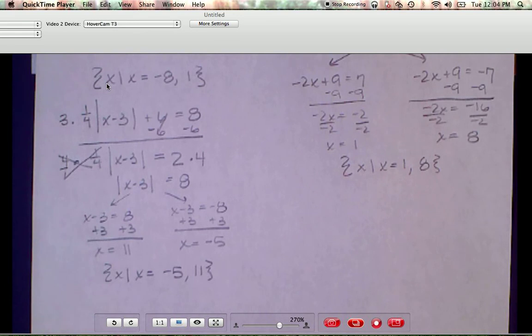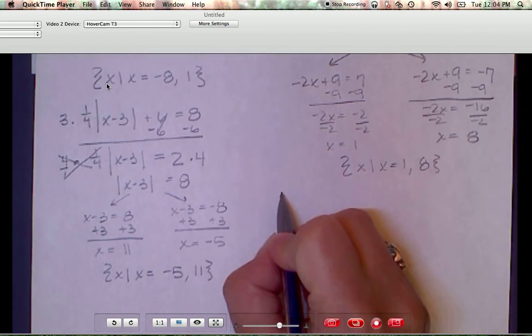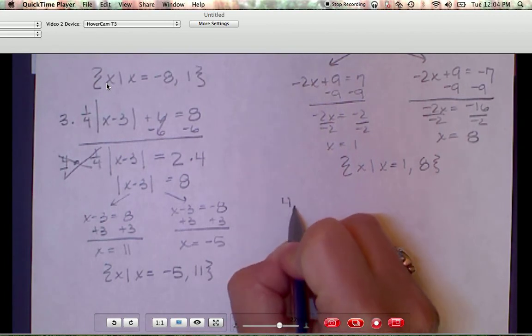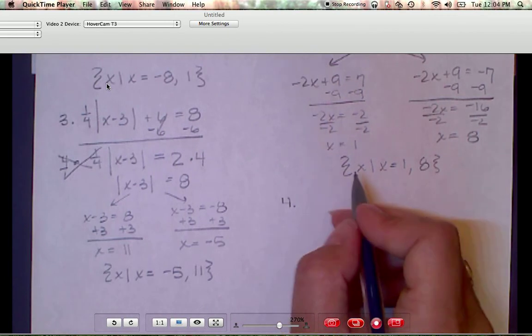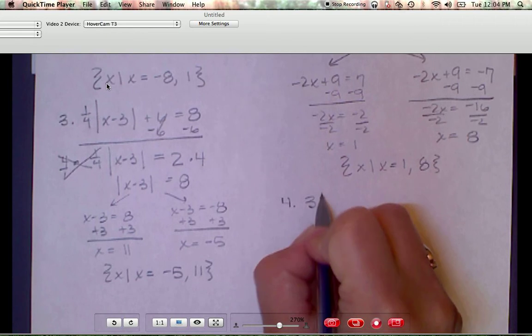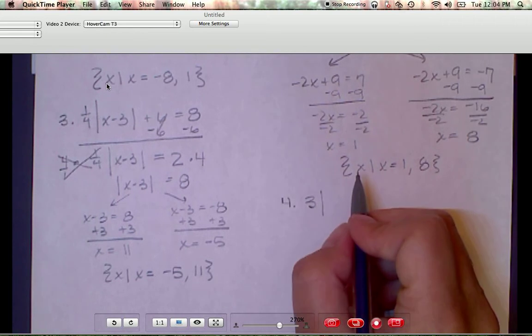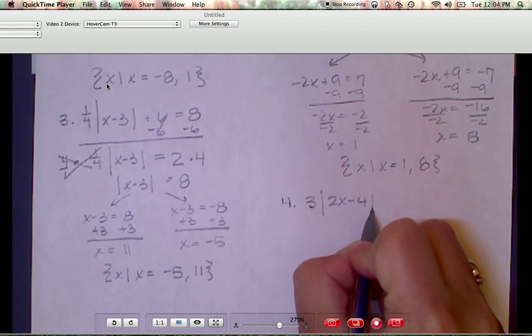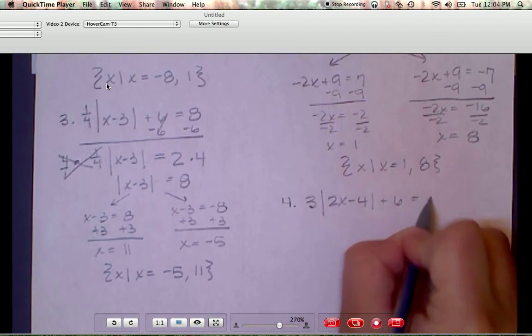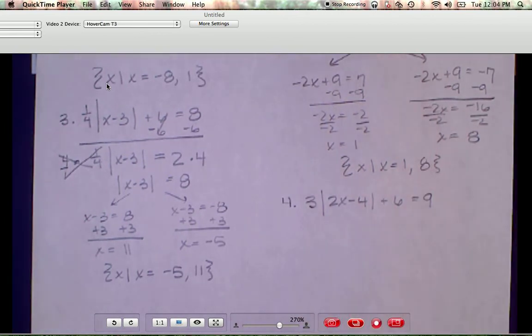Okay. Why don't you try this one on your own and see how you do? Number 4. Now if you do this correctly, you will get 2 mixed numbers for your answers, but it's only that final step that is difficult. It's not even that difficult. 3 times the absolute value of 2x minus 4 plus 6 equals 9. Go ahead and pause this and try this one on your own, please, and then come back and see how you did.